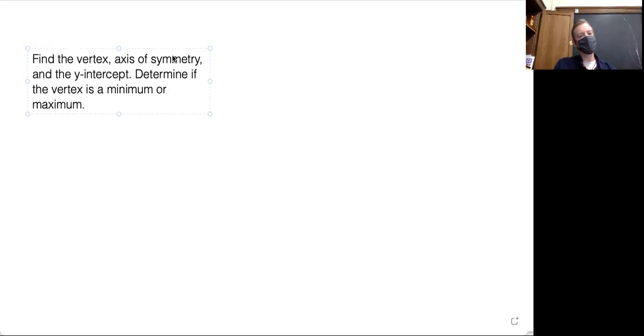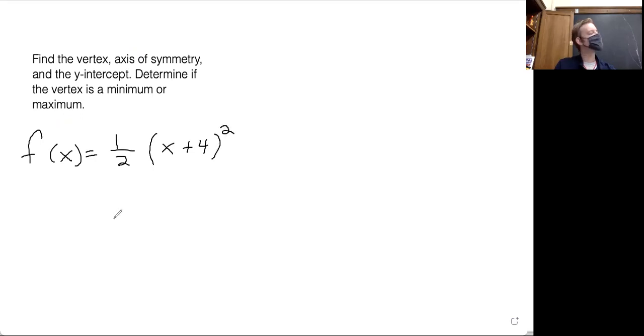And here, let's do the function f of x equals 1/2 parentheses x plus 4 squared. And that's it.